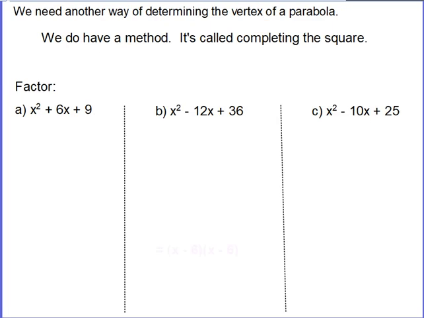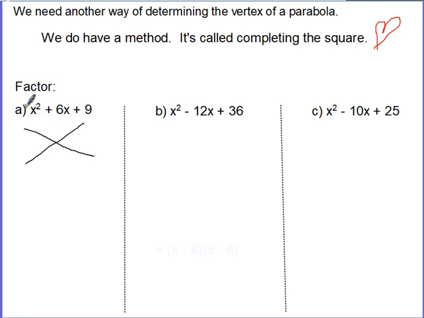keep remembering some important things here. Let's have a look here. It says we need another way to determine the vertex. We do have a method. It's called completing the square, and we are going to love this, I promise. It wants us to factor these. Now, it's been a little while. Okay, here we go. It's a simple trinomial.